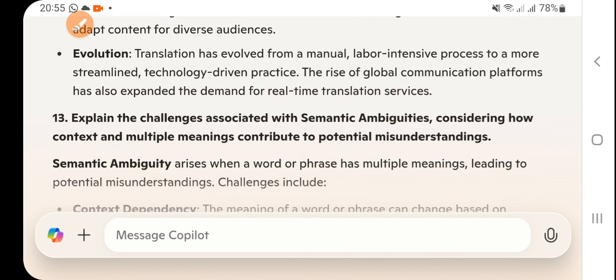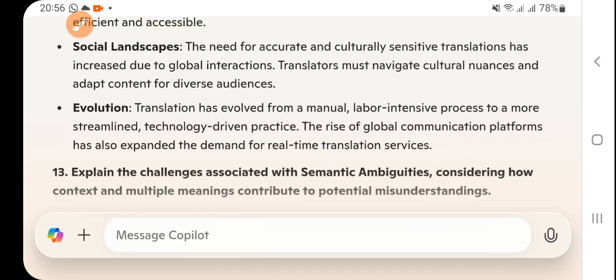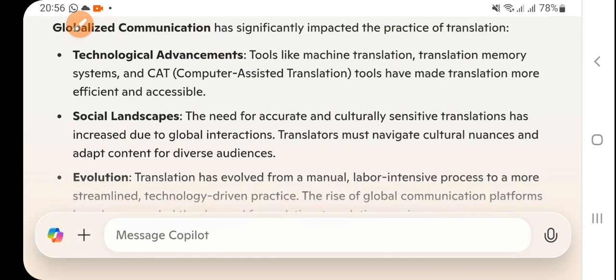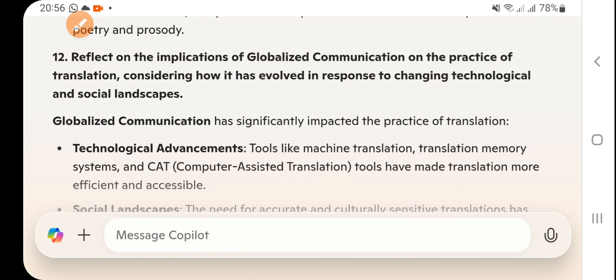Then evolution: translation has evolved from a manual, labor intensive process to a more streamlined, technology driven practice. The rise of global communication platforms has also expanded the demand for real time translation services. So we can say that because of this evolution, translation became very important, right? So this is the question, right?